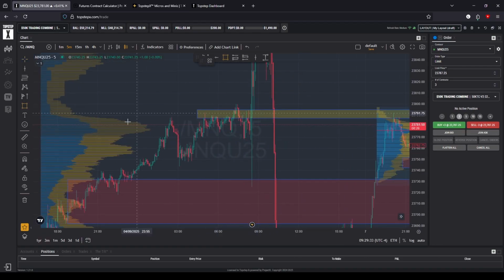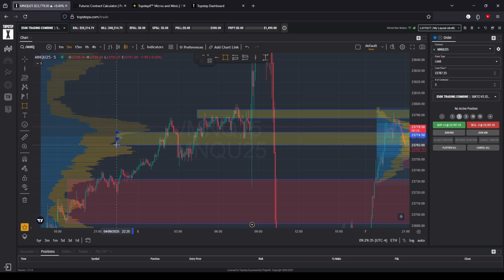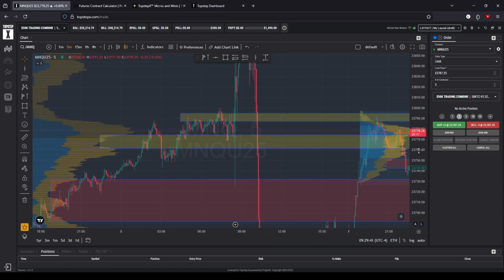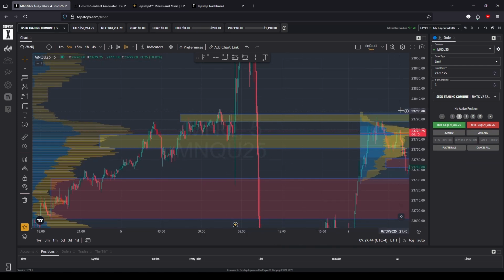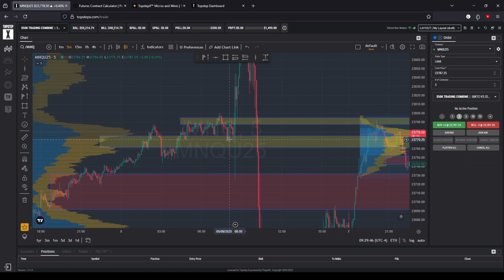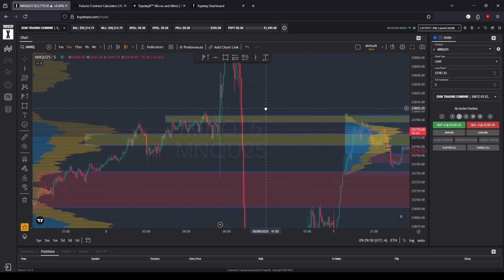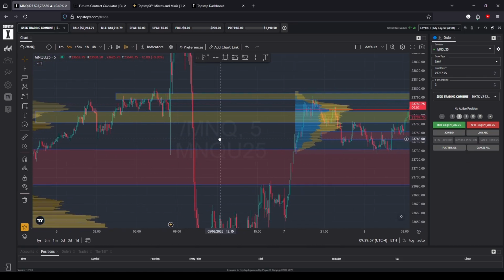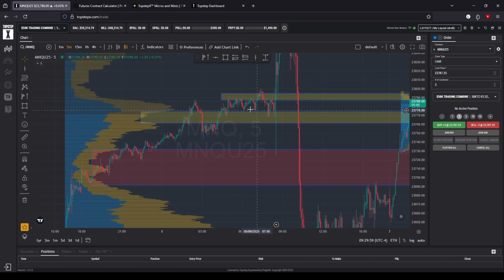I like to draw these boxes for fun just to see how price reacted in these areas. So yeah, you see it tested here a bit, and then there was news, so it just went crazy. And this is why I don't like trading around news times, because price can just go anywhere.